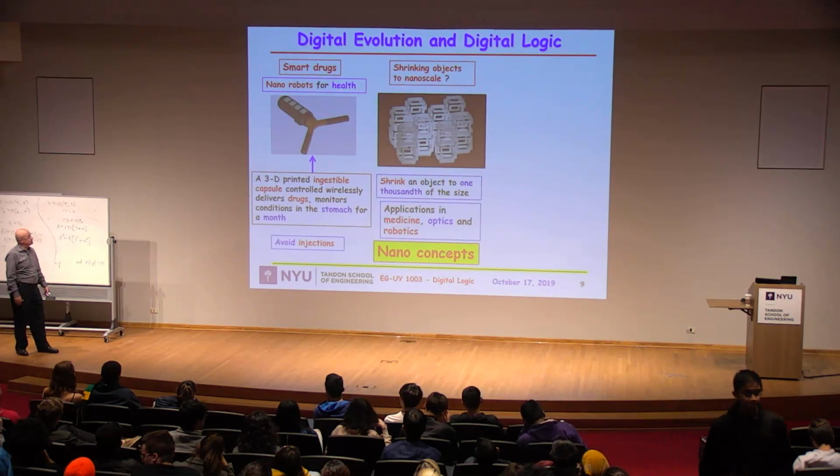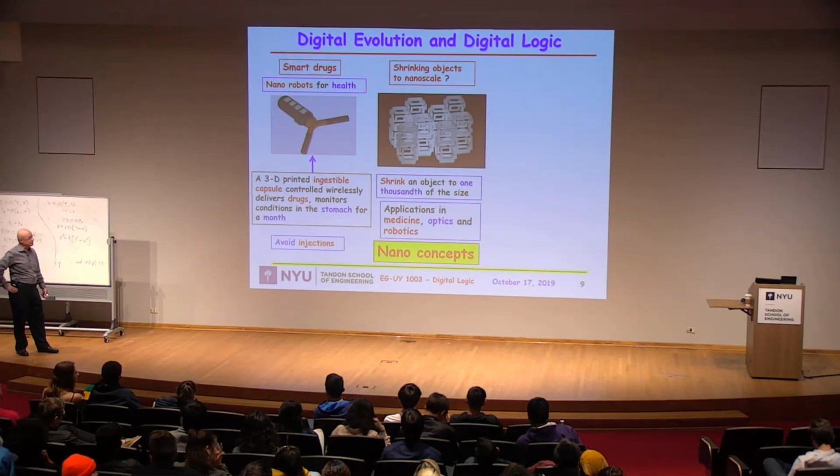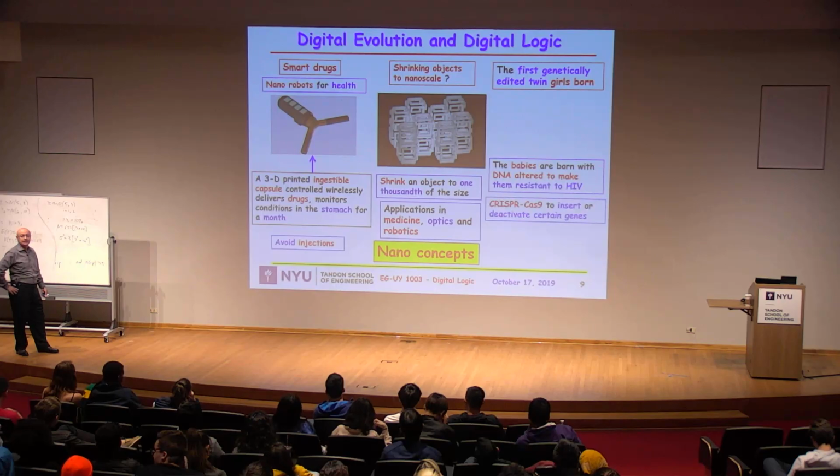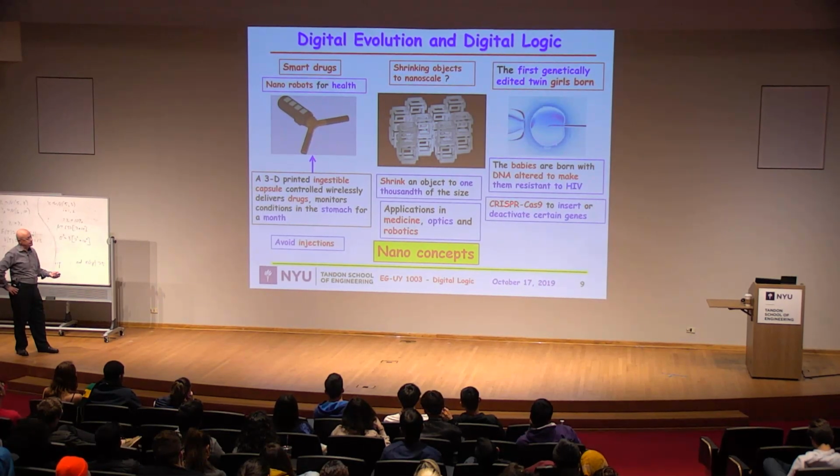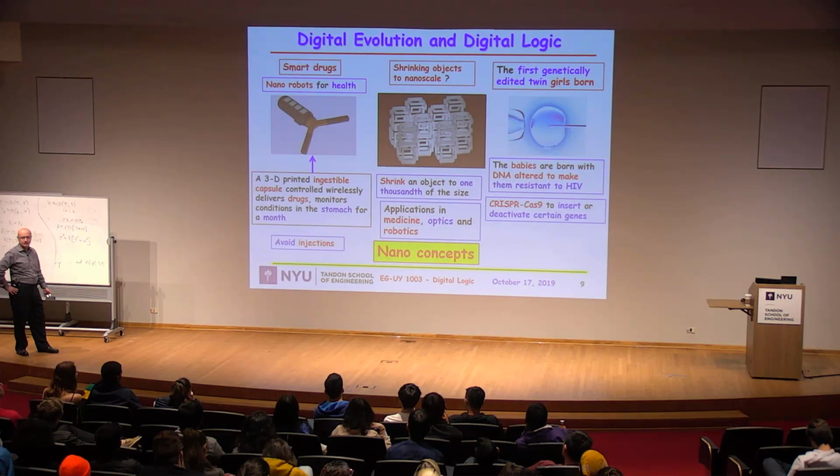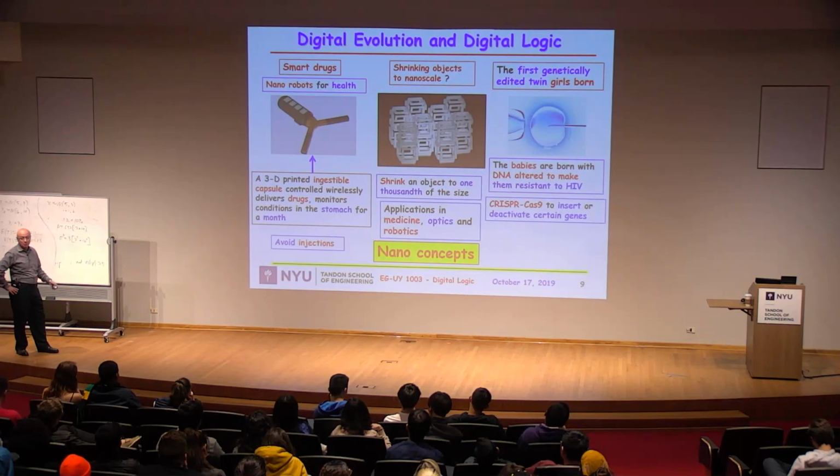What else? We have shrinking objects to nanoscale. So there are lots of applications here, especially medicine, optics, and robotics. And finally, you will remember today, October 17, 2019, for the first time you hear this, and you will say, this is the first time I hear this, CRISPR. So this is the tool that scientists are using to edit the human gene, everybody. And the first genetically edited twin girls were born last year in China, and CRISPR will be used very frequently, and you will say, okay, that's why I heard CRISPR.